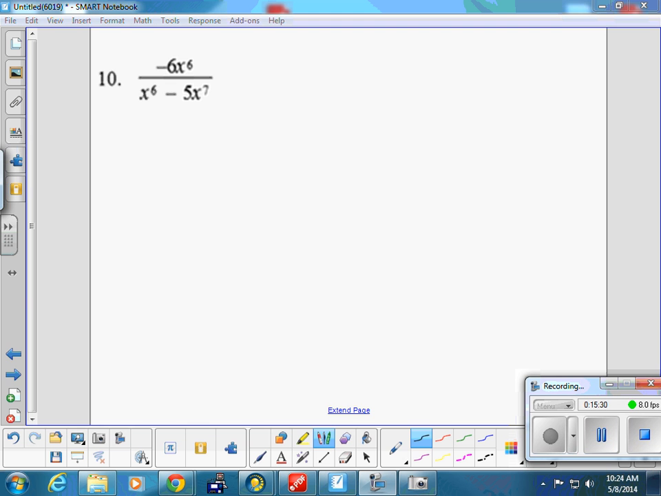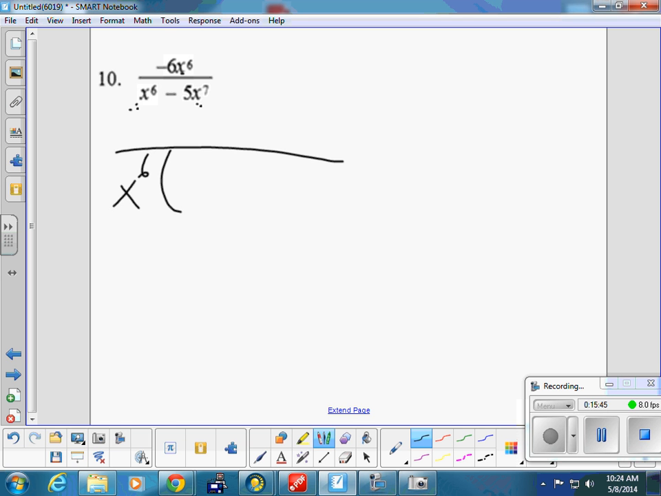Number 10, I look at it, looks a little scary, but let's factor. I see x's and everything. So the bottom I see double. What am I seeing double? I'm seeing double of x to the 6. So this is the bottom.